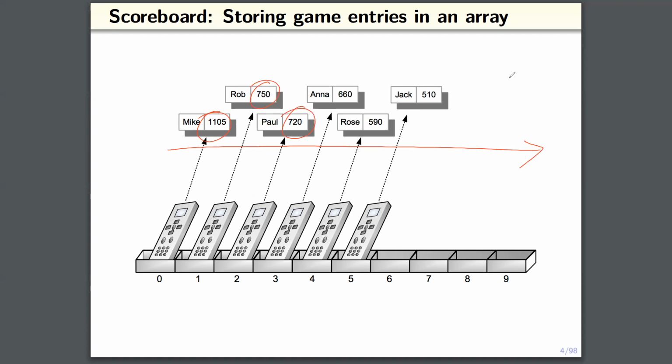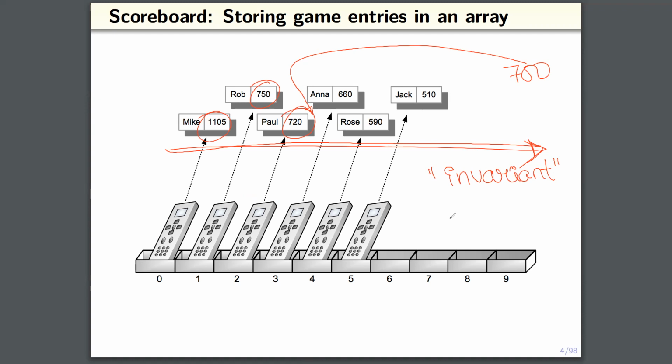If another person comes who has a score of 700, that person has to be put here, because after adding that entry, the final array should be in descending order. So this is the invariant. What do you mean by an invariant? It is a property of a data structure, algorithm, procedure, whatever, that does not vary after a particular operation is applied. After insertion, it is still in descending order. After deletion, suppose you deleted Rob's entry, the final data structure should still be in descending order. So it is an invariant. Okay, anyway, let's proceed.